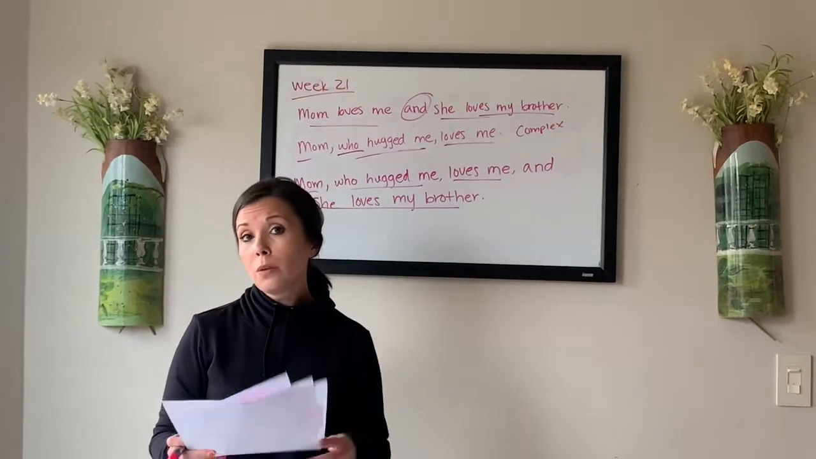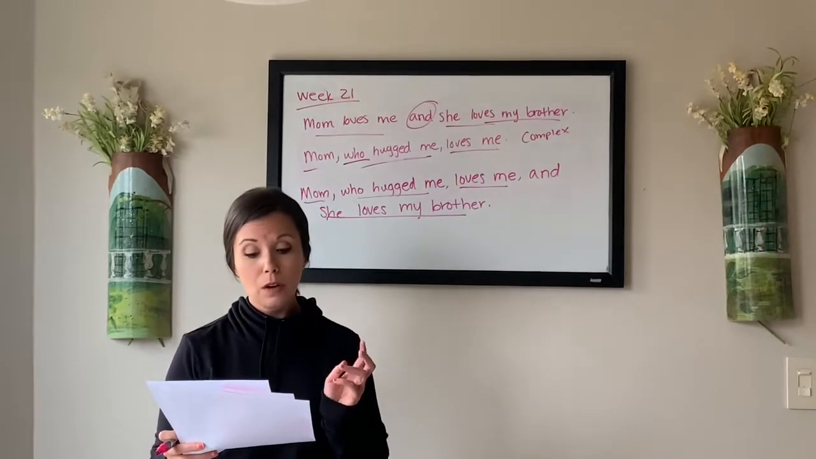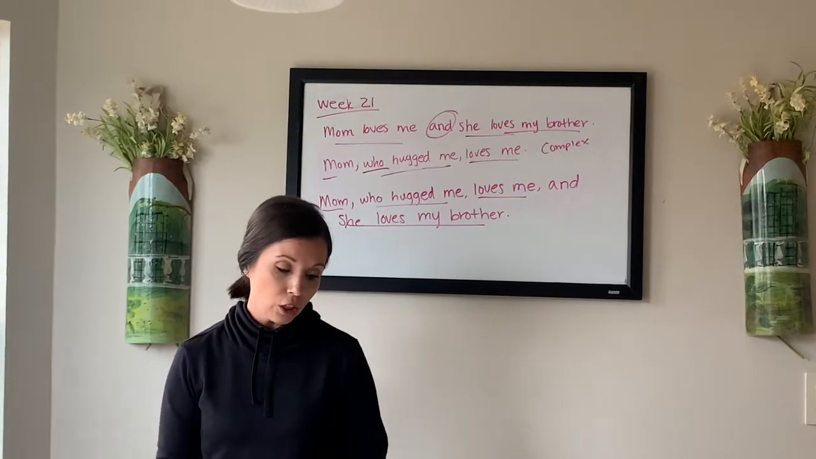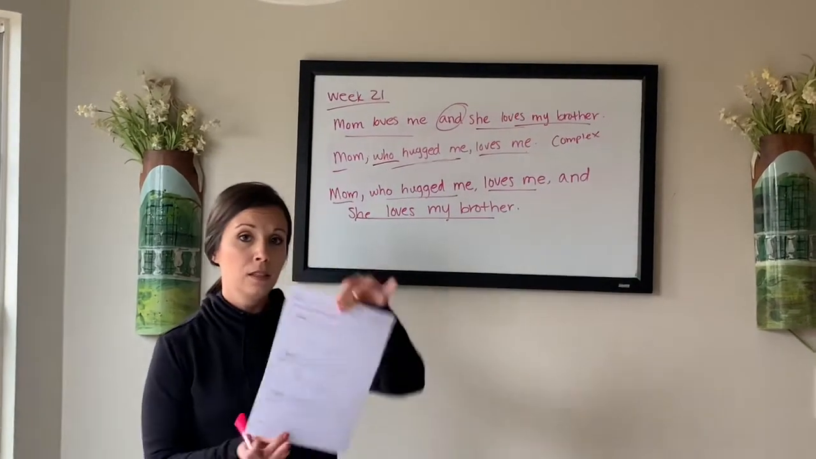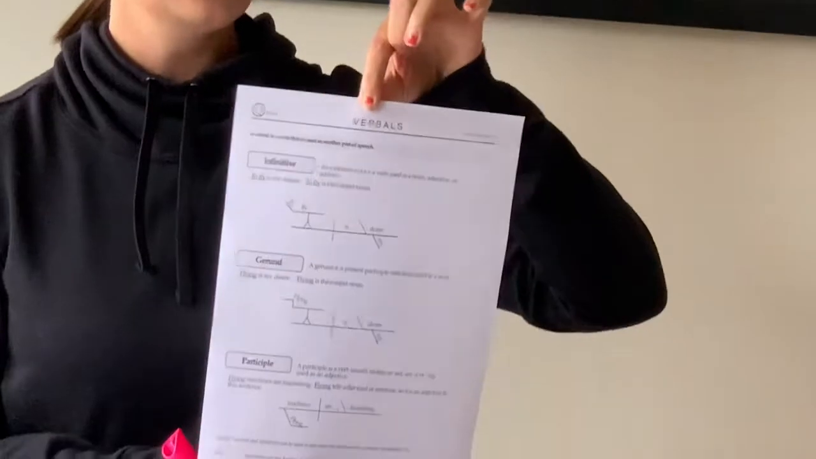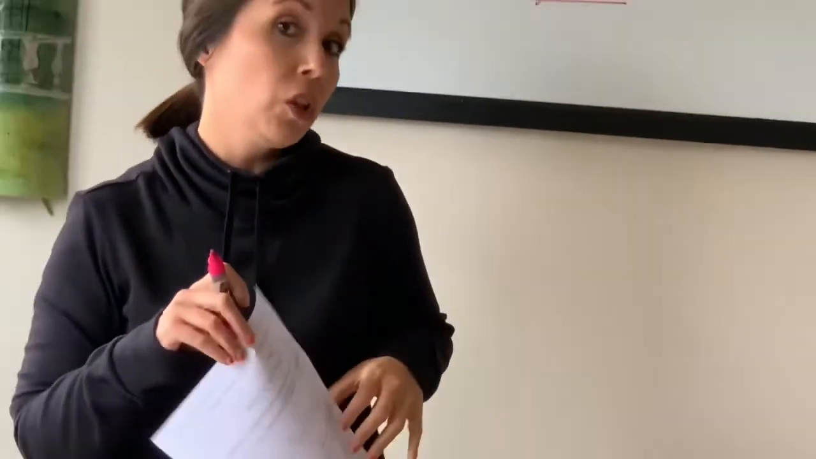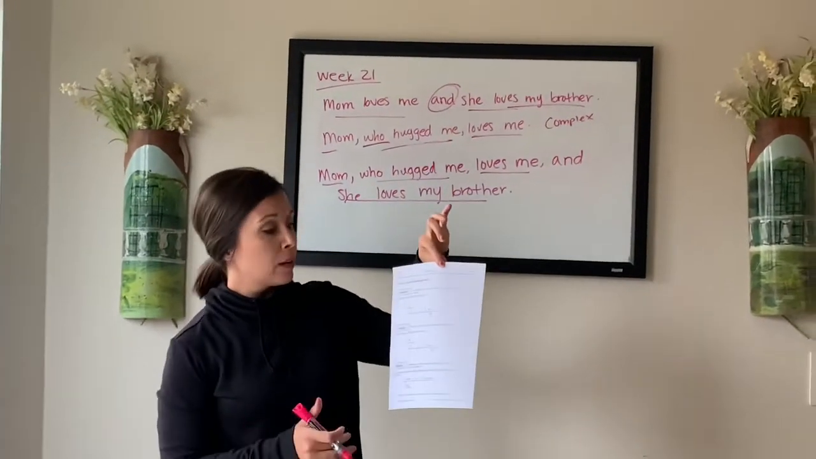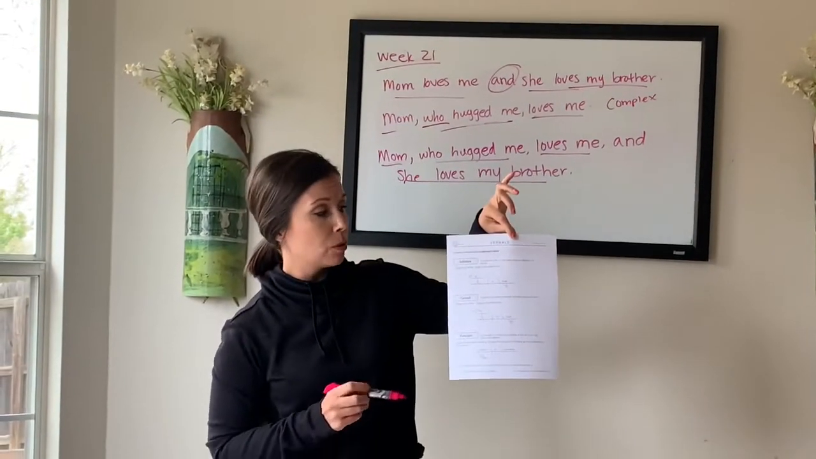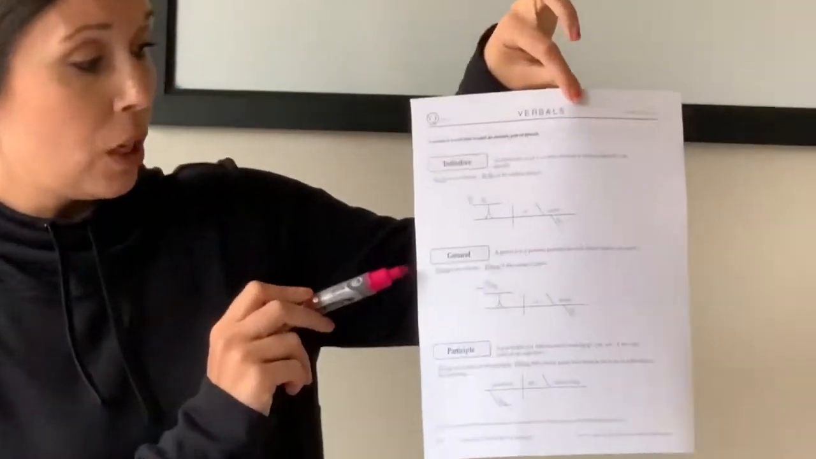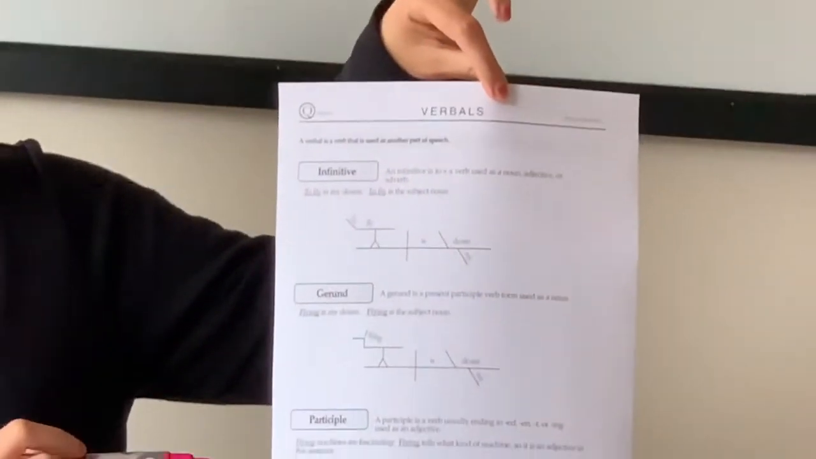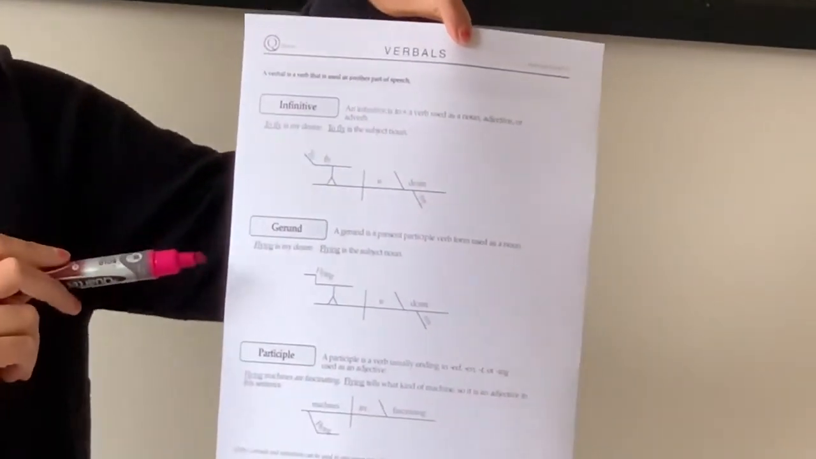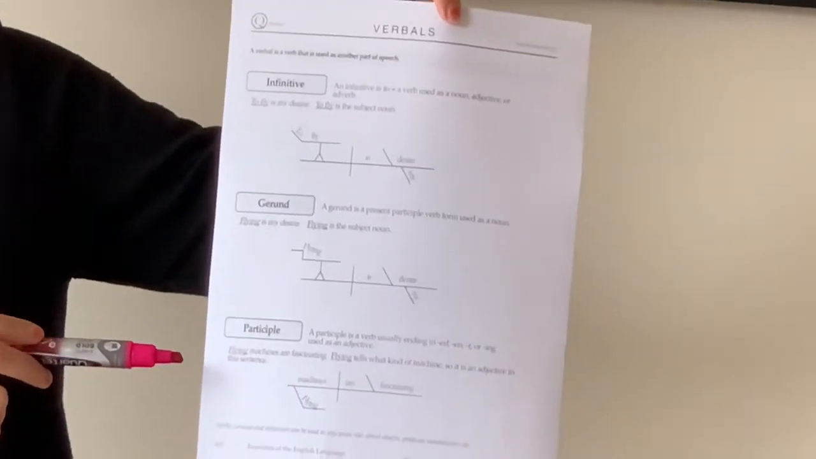Okay, another new thing that we're going to learn this week is called verbals. So if you could please get out chart Q. I think this is the very last chart that we're going to learn this year, if I'm not wrong. So it's chart Q, it says verbals at the top. Now notice there's three different types of verbals. We have infinitives, gerunds, and participles. This week we're only going to cover infinitives. We'll cover gerunds next week, and we will cover participles the following week.